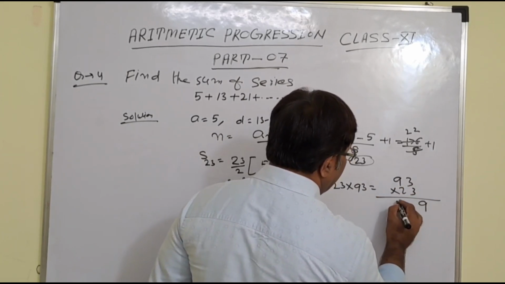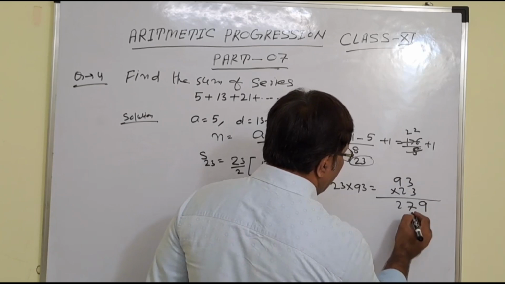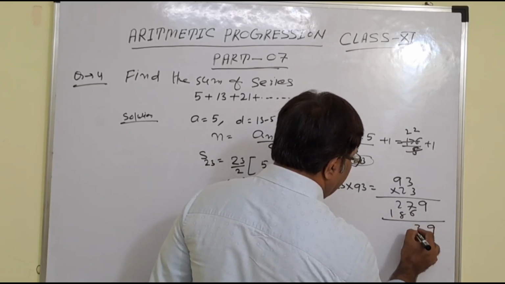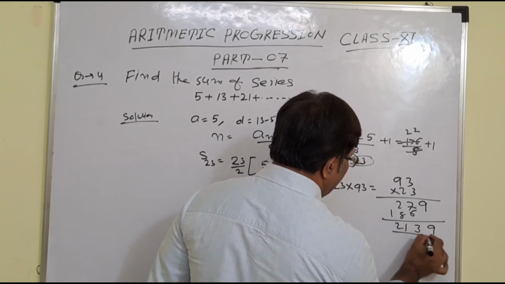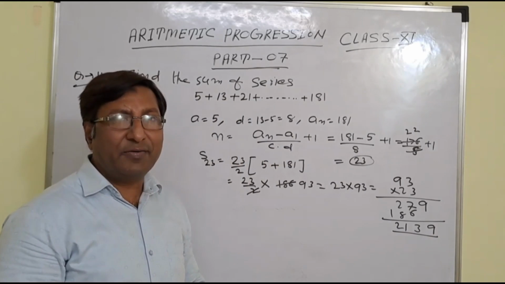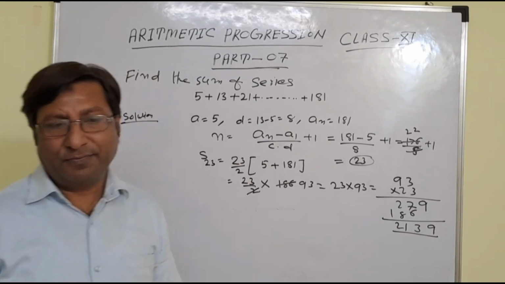3 3s are 9, 3 9s are 27. 2 3s are 6, 2 9s are 18. So this is 9, this is 13, 11 and 2. So the correct answer is what? 2139 is our right answer.